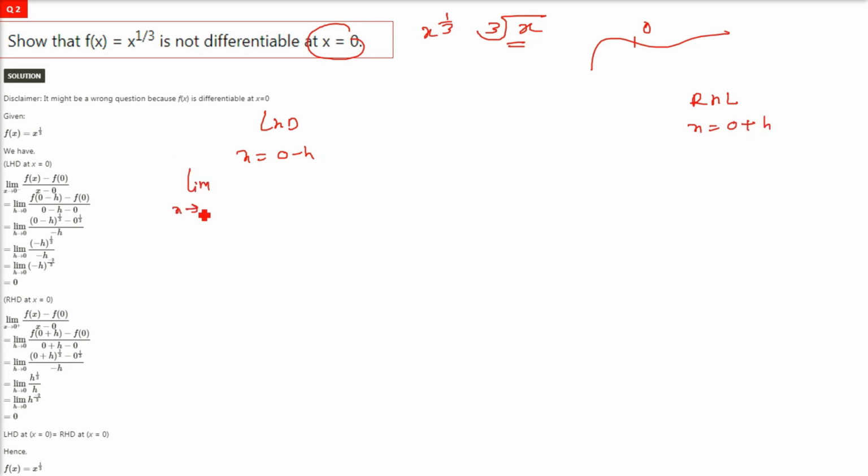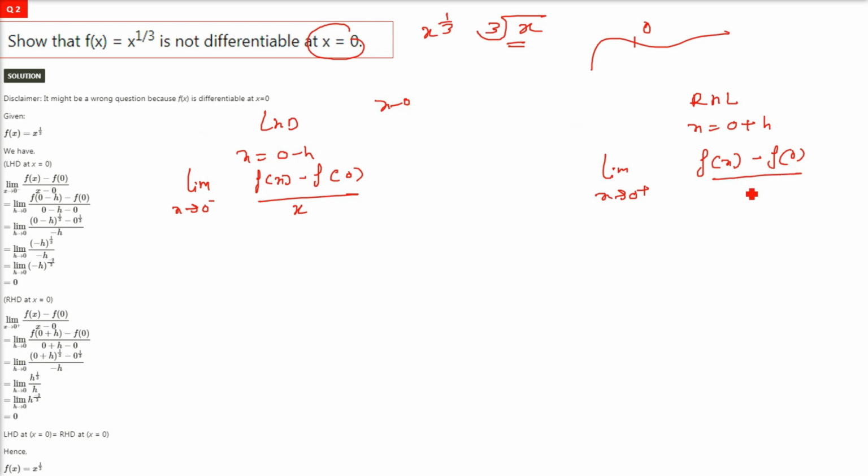This is what we are going to put. Limit x tends to 0 minus, here limit x tends to 0 plus, because at 0 we have to find out the differentiability. f(x) minus f(c) by x minus c. In place of c, the x is given as 0. So it will be f(x) minus f(0) divided by x minus 0. I'll write it as x only. C is of course 0, so it will be only x.